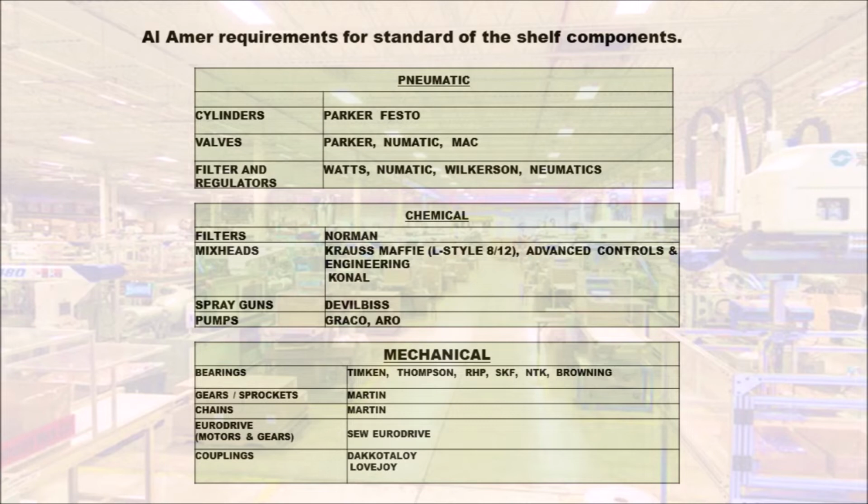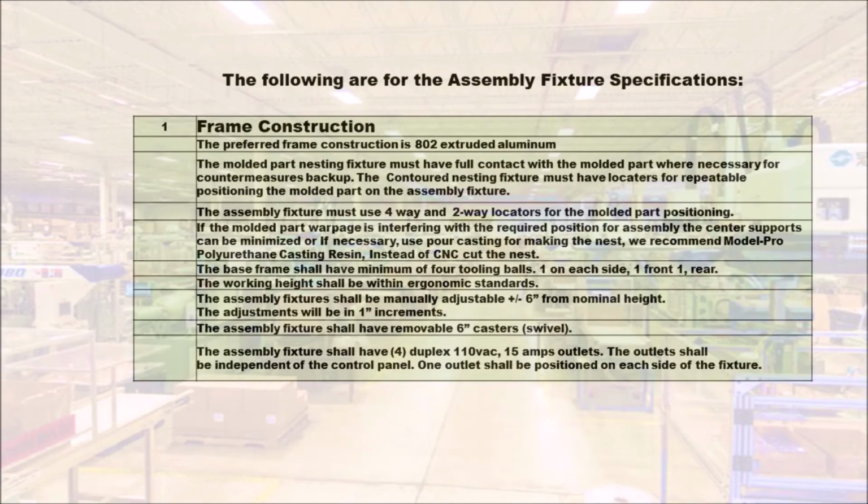Mechanical. Bearings Timken, Thompson, RHP, SKF, NTK, Browning. Gears and sprockets Martin. Chains Martin. Eurodrive, motors and gears, SEW Eurodrive. Couplings Daco, Tallow, Lovejoy. The following are for the assembly fixture specifications.